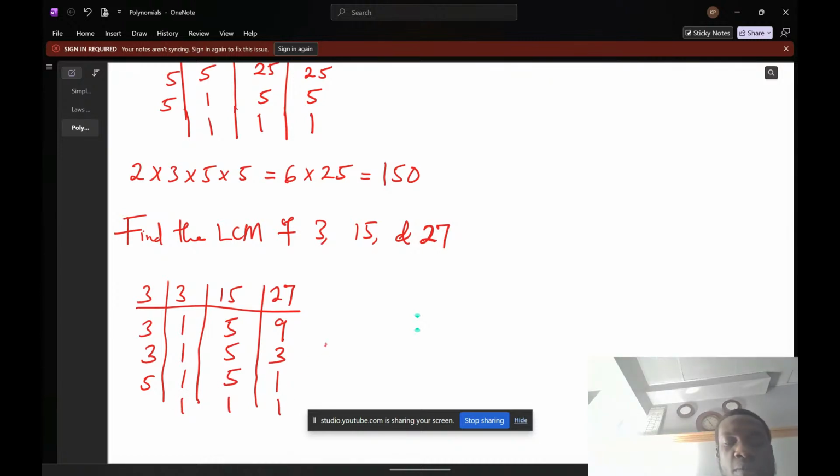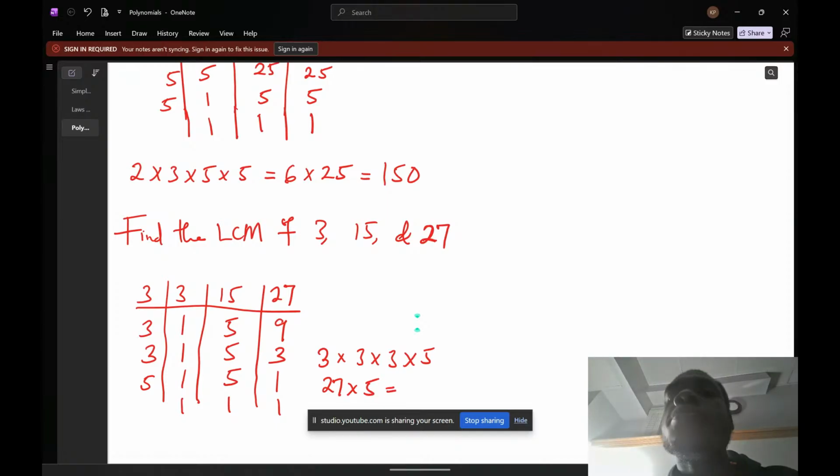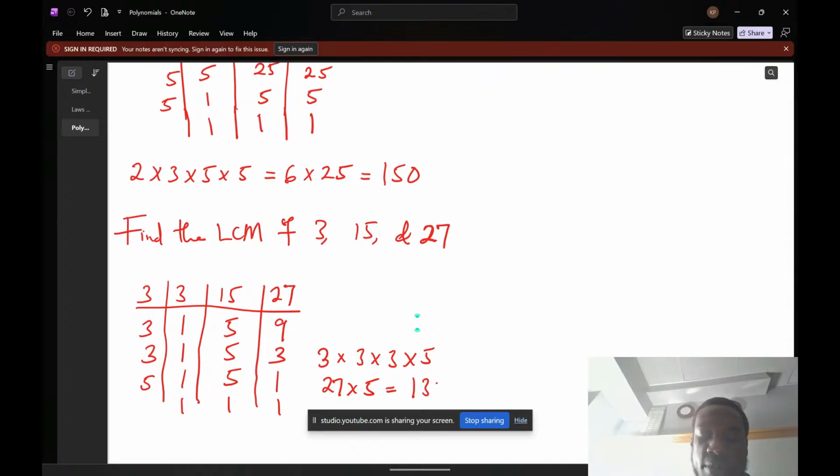So if we want to multiply the LCM together, that will be 3 times 3 times 3 times 5. 3 times 3 is 9. 9 times 3 is 27. So we have 27 times 5. So that will give us 135.